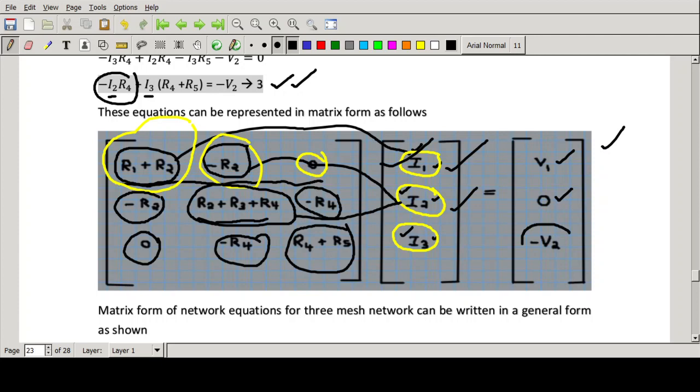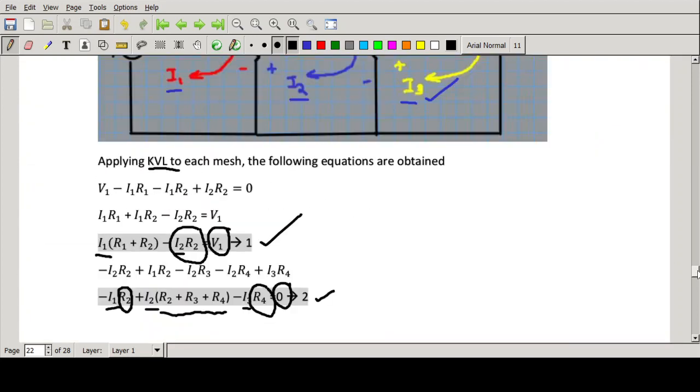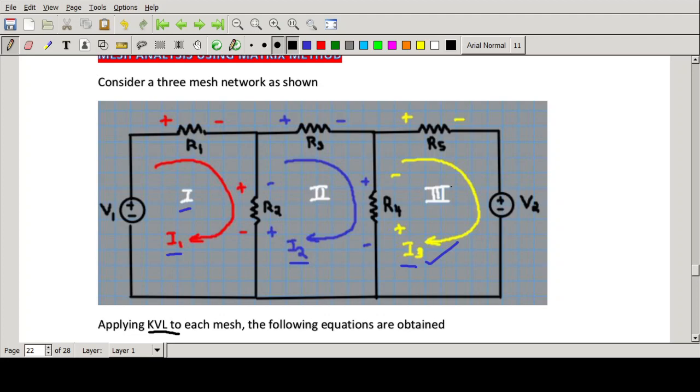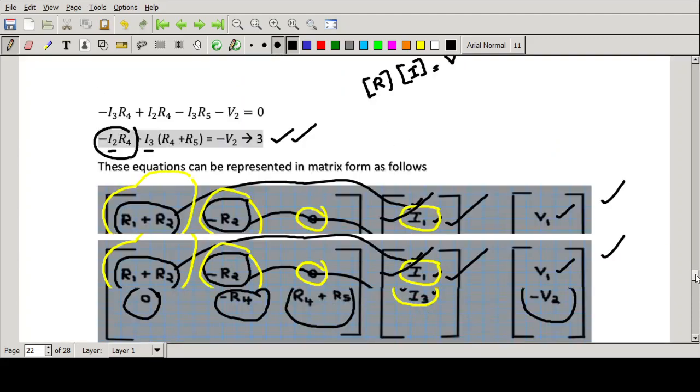Now what about the third mesh voltage source? It is taken as minus V2, not as V2. Why? Let's see the circuit again. If you see here, the current I3 is flowing like this, but as per the active sign convention of EMF of V2, the current should flow like this. So it is exactly opposite, right? As per the active sign convention of the EMF V2, current has to flow in this direction, but you assumed it in the opposite direction. In that case, you have to write it as minus V2.